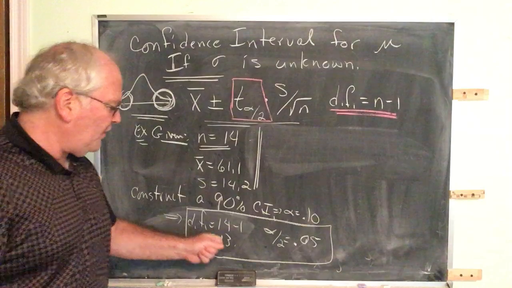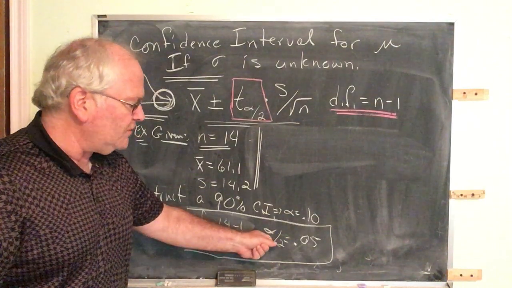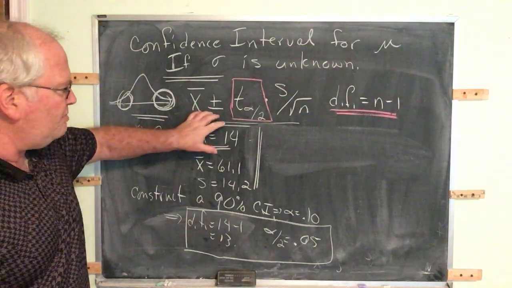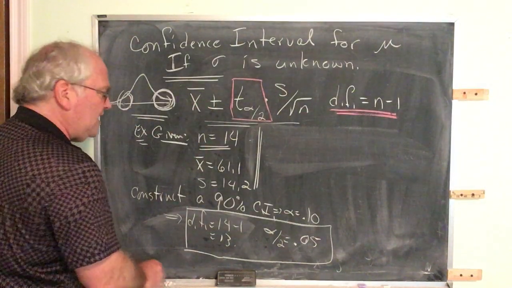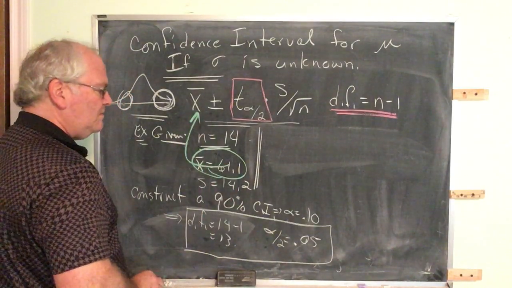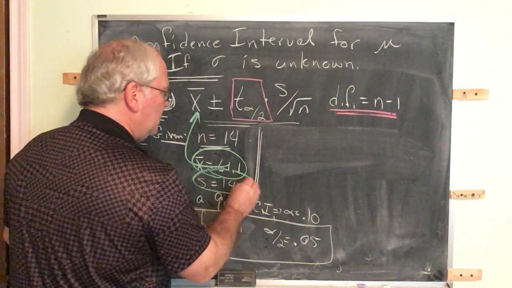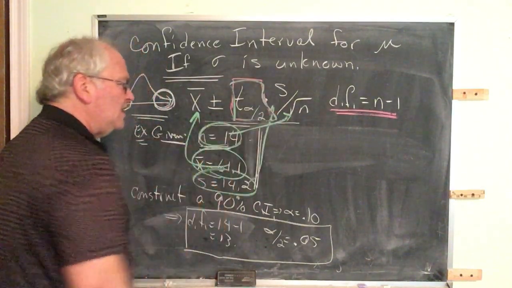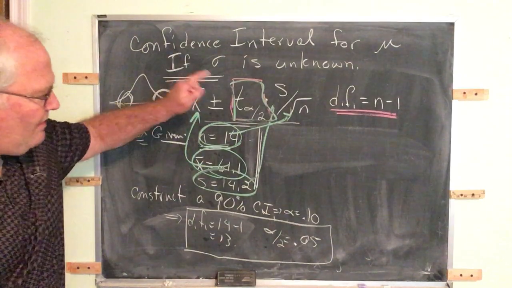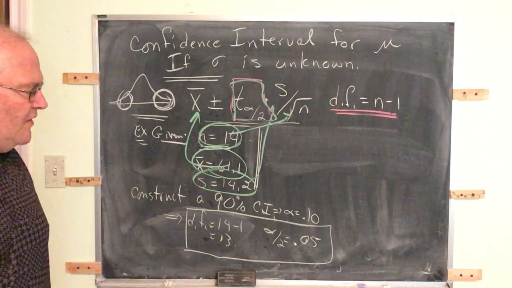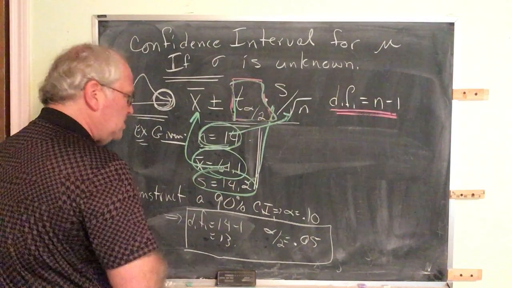Once we have 13 degrees of freedom and alpha over 2 is 0.05, the rest of this falls into place, because to compute our formula, it is now essentially plug and chug. That number goes in here. That number is given. The only thing we need to find is our value for t alpha over 2, and that comes from the table, which we talked about in the previous video. So the rest of this is straightforward.